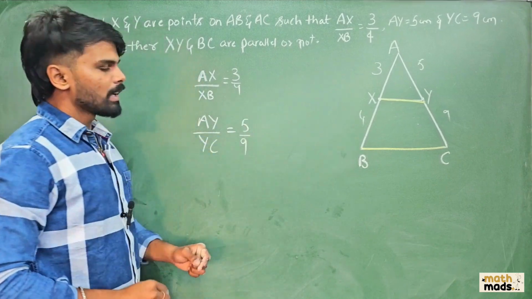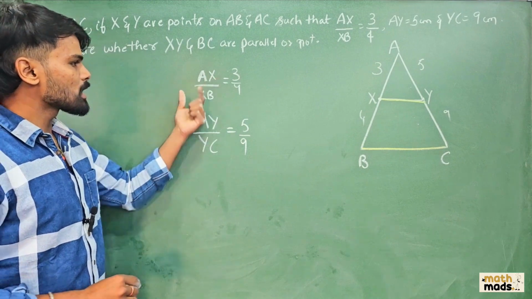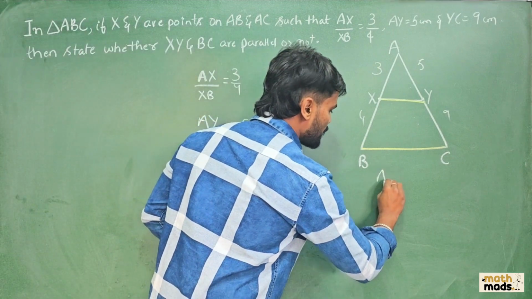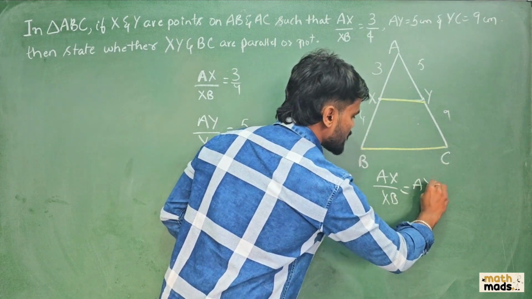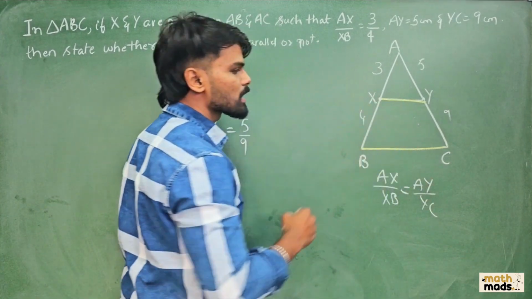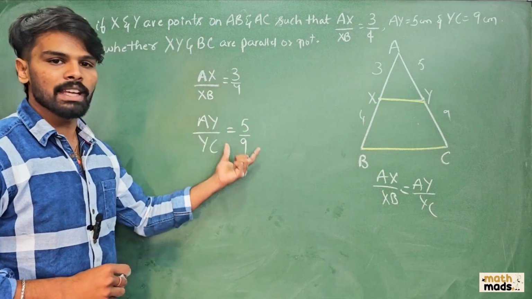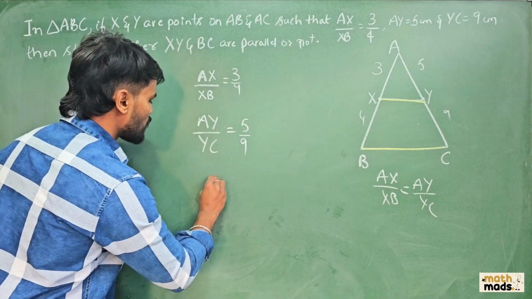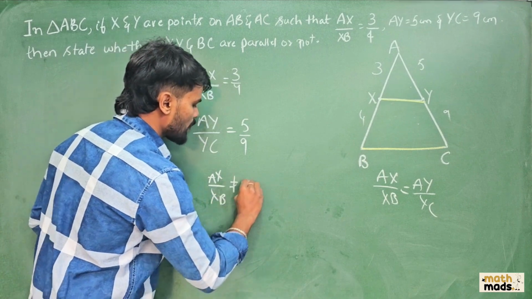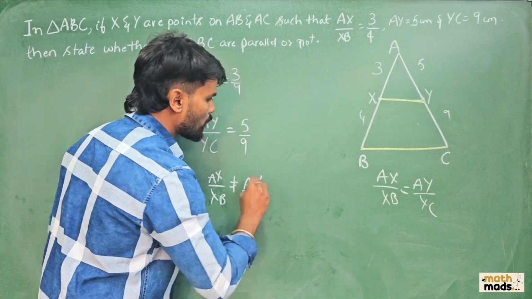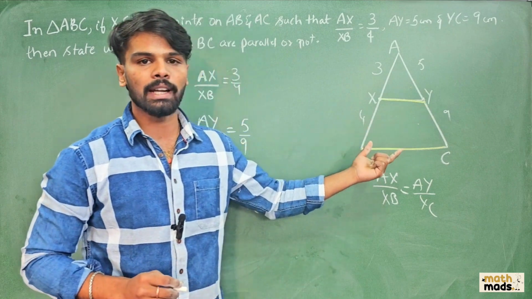Okay. Now, if you can see, according to the basic proportionality theorem, AX by XB should be equal to AY by YC. Only then you can tell XY is parallel to BC. But are they equal here? They are not equal. So you can just write AX by XB is not equal to AY by YC. So XY is not parallel to BC.